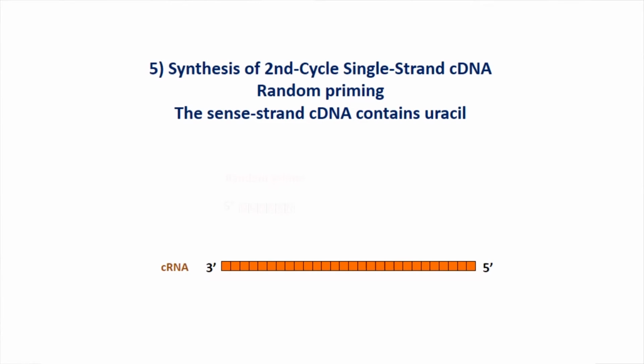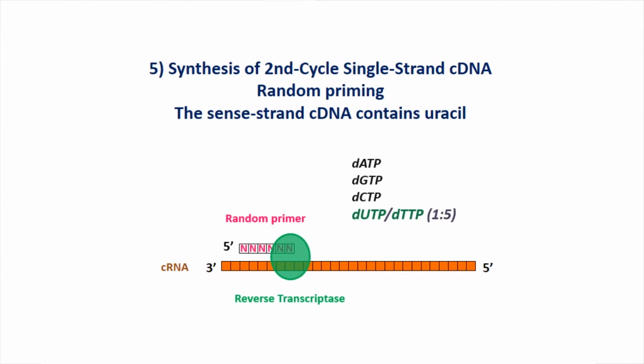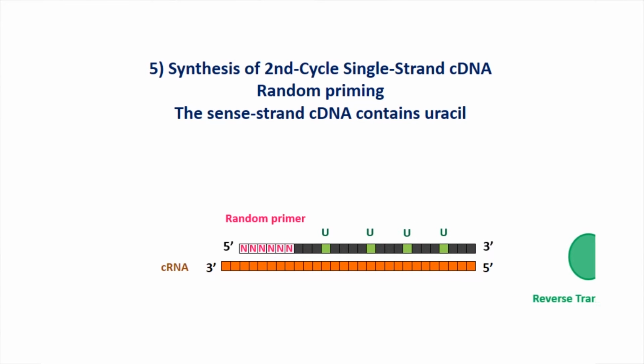50 micrograms of cRNA is required for second cycle single-strand cDNA synthesis. In this step, cRNA is the template, and random primers and reverse transcriptase are used to synthesize sense-strand cDNA. However, the reaction mixture contains dUTP at a fixed ratio of 1:5 relative to dTTP. Therefore, uracil will be present in the sequence of the sense-strand cDNA.